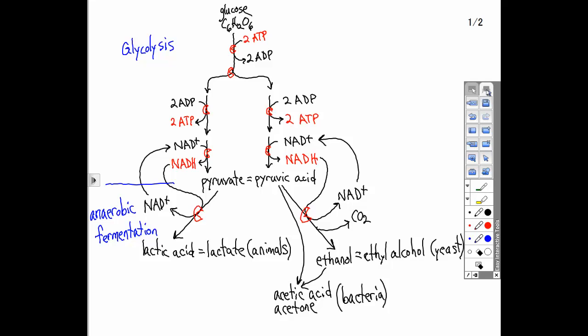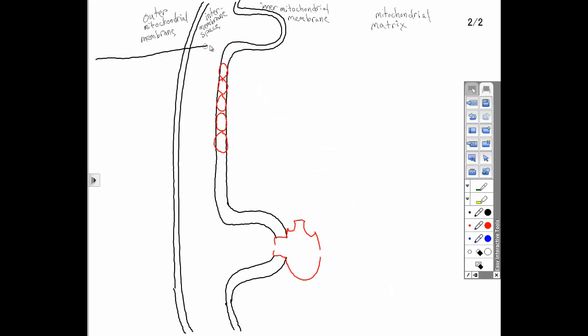The next step of cellular respiration, breaking down food to get energy, happens after glycolysis and occurs in the mitochondria of cells. To do this, we're going to take the pyruvic acid that was created at the end of glycolysis and move that into the mitochondria. So I'm going to take it over here, and the pyruvic acid comes through both membranes of the mitochondria, through the outer mitochondrial membrane, the intermembrane space, the inner mitochondrial membrane, and deep inside the mitochondrial matrix.